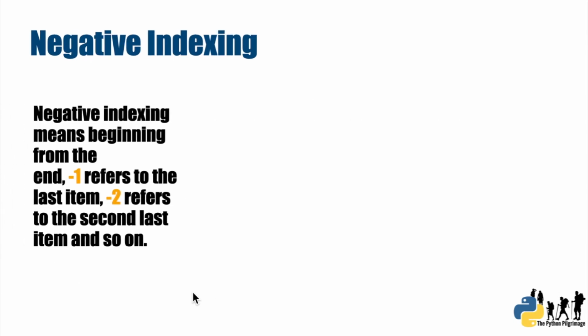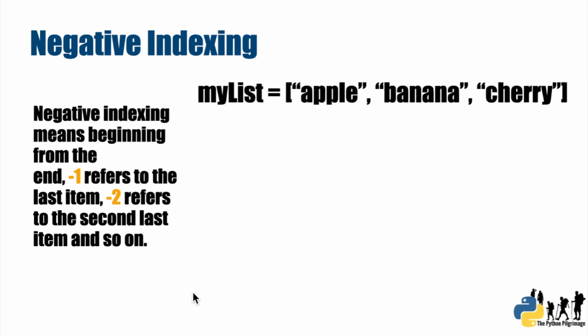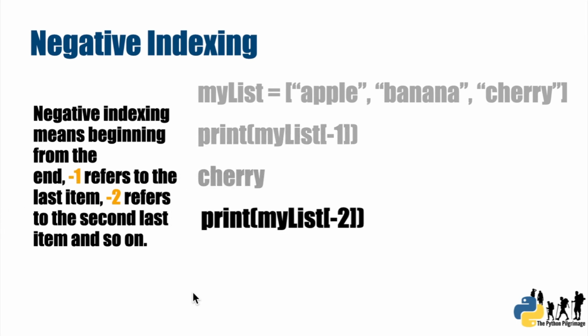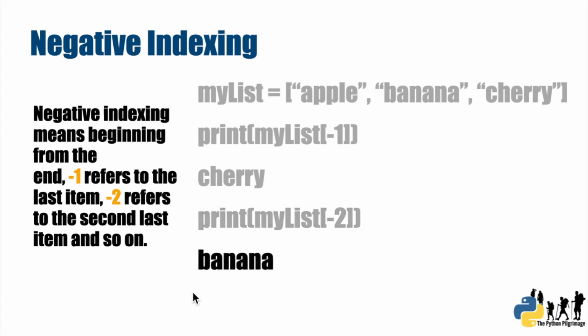Negative indexing means to begin from the end. The first element from the end is -1. So -1 refers to the last item, -2 refers to the second to the last item, and so on. So for example, from the same example from earlier, if you print out my list -1, you get cherry. If you print out -2, you'll get banana.